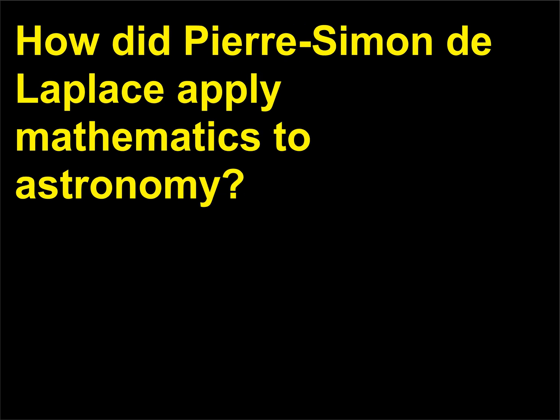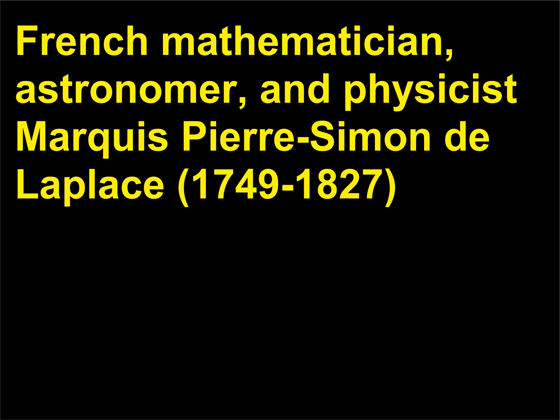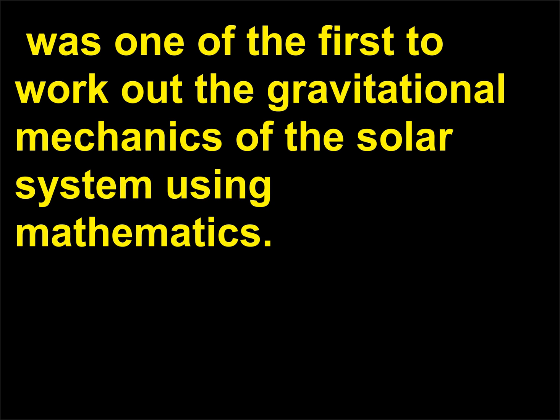How did Pierre-Simon de Laplace apply mathematics to astronomy? French mathematician, astronomer, and physicist Marquis Pierre-Simon de Laplace, 1749 to 1827, was one of the first to work out the gravitational mechanics of the solar system using mathematics.